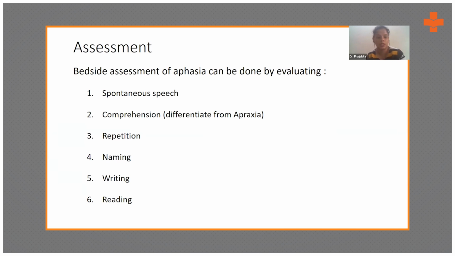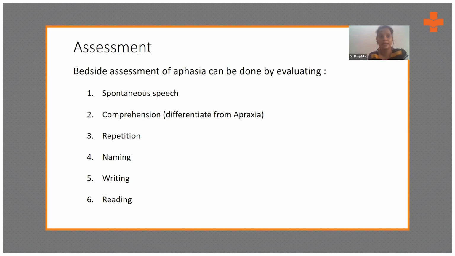Now, the naming. Naming assessment is very easy. You put an object in front of the patient which is of daily use and known to the patient, and you ask them, could you tell me what it is? Like in a hospital setup, you could put a glass of water in front of them and ask, okay, what is this? Can you tell me? Or a key or something like a pen or a pencil.